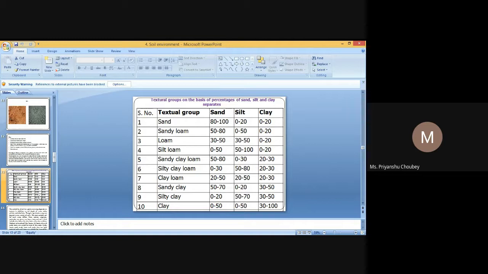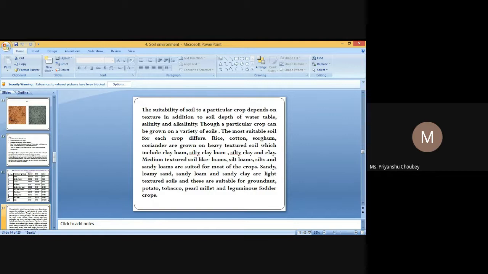So these groups are separated on the basis of percentage. The suitability of soil for a particular crop depends on texture, in addition to soil depth, water table, salinity and alkalinity. So a particular crop can be grown on a variety of soils, but the most suitable soil for each crop differs.